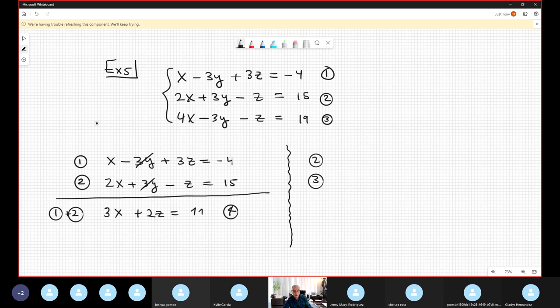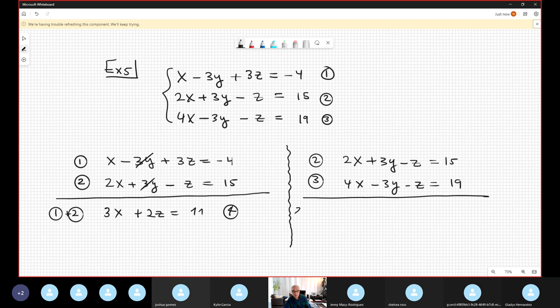Let me copy equation 2 and equation 3. Guys, organization is crucial. So I copy 2x plus 3y minus z equal 15. And you copy 4x minus 3y minus z equal 19. Okay, adding equation 2 plus equation 3, we have 6x, 4 plus 2, the y is canceled. This is the most important moment. You need to eliminate y.